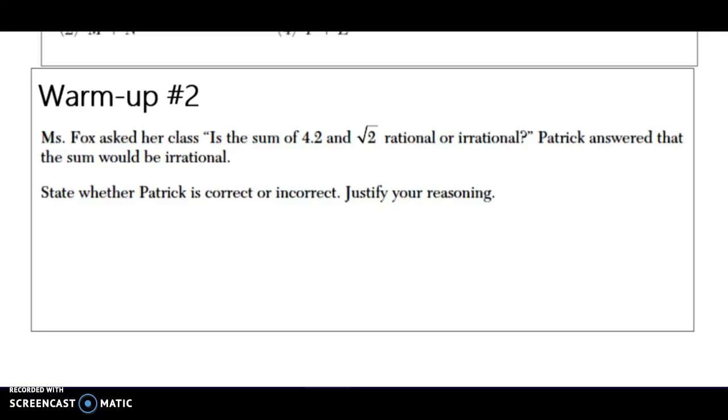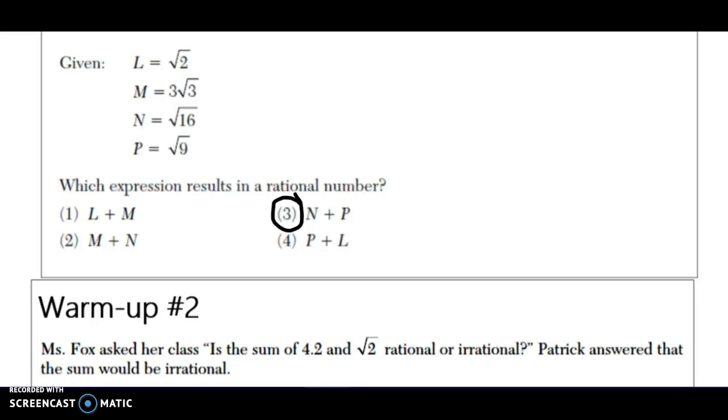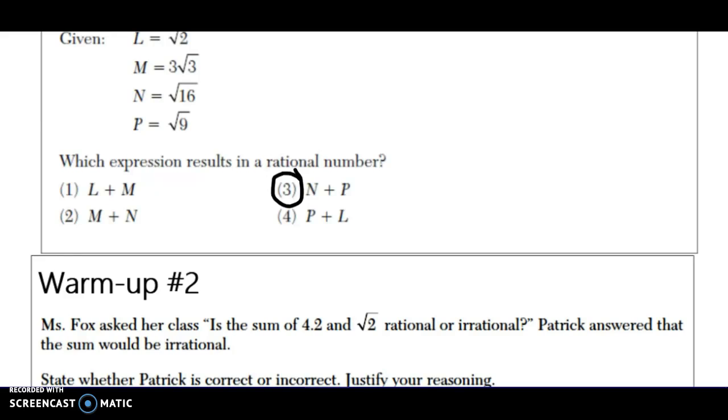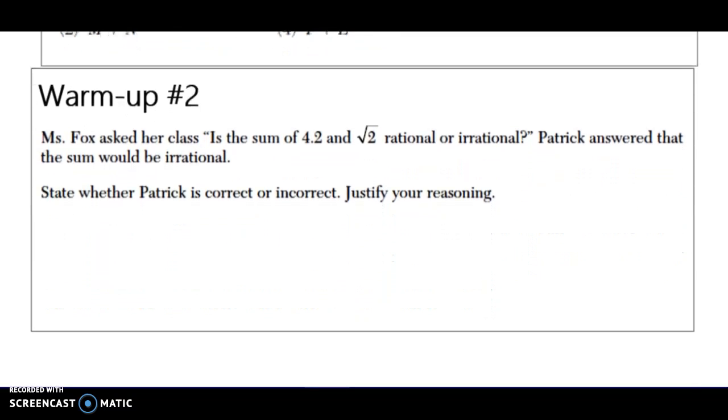So thinking back to what we talked about for this other warm-up, you know the only way that an addition problem can get you an irrational number is if one or both parts is irrational. So looking at our two numbers, I know 4.2 is rational. It's a terminating decimal. Square root of 2, we just went through that yesterday. It's not a perfect square, so it comes up as this decimal that goes on forever with no pattern. So that's irrational, which means that if I add them together, I get an irrational number. So we're going to say that Patrick is correct.